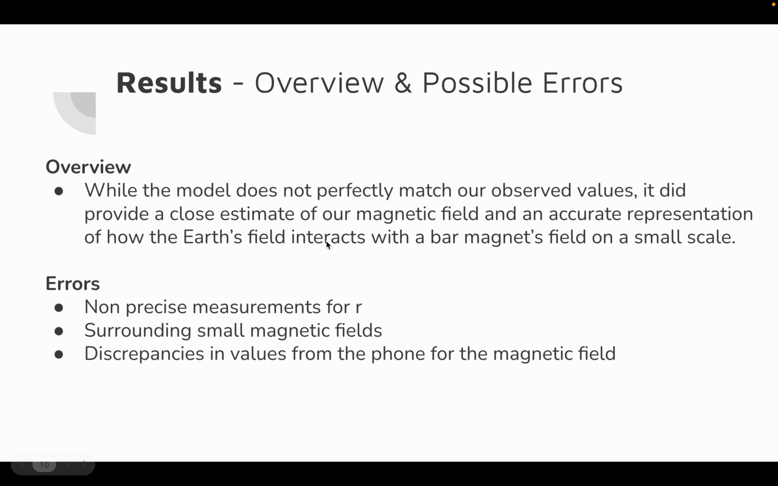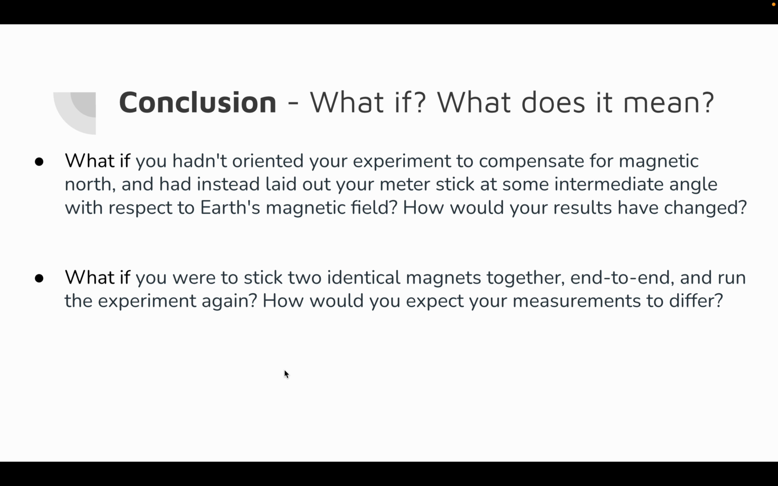For our overview and possible errors, while the model did not perfectly match our observed values, it provided a close estimate of the magnetic field and represented accurately how the Earth's field would interact with a bar magnet on a small scale. Some errors would be non-precise measurements for r, surrounding small magnetic fields like different electronic devices, and then discrepancies in the phone readings for the magnetic field.